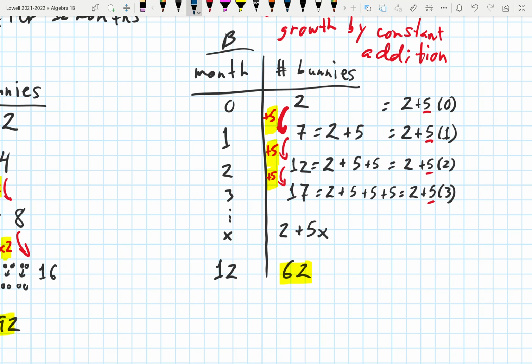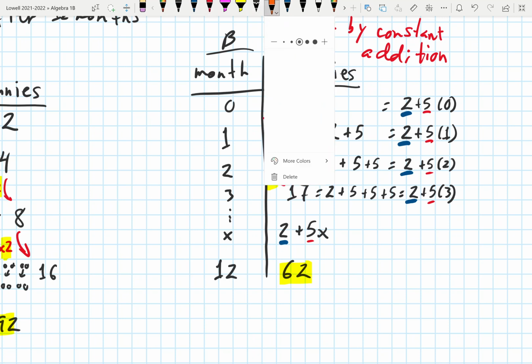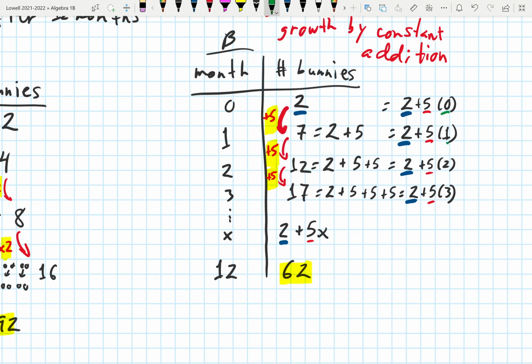Our starting value doesn't change. It's still just 2. That's where this comes from. And then let's see, I need another color here. So let's grab, I guess, green. This number right here, the number of times that you used your growth rate, is over here. That's the month, and that's x right here. So let's write that out.